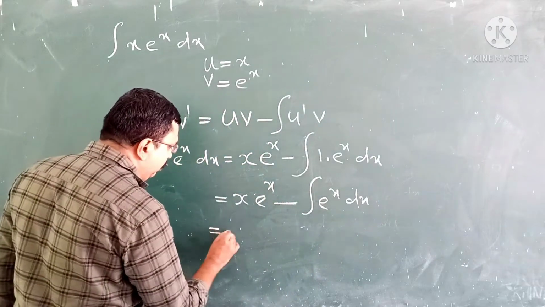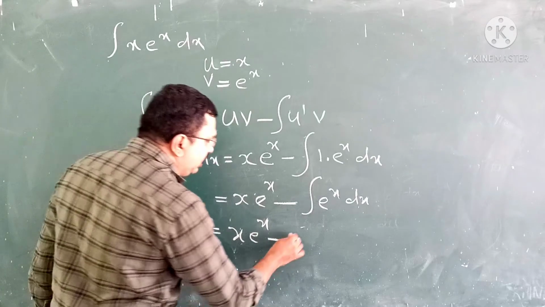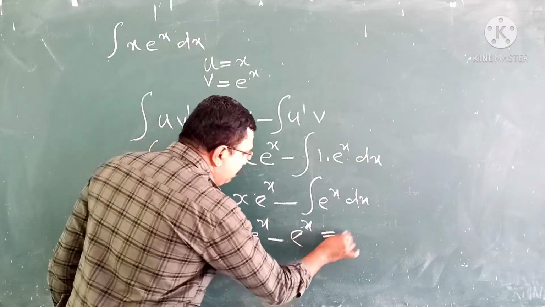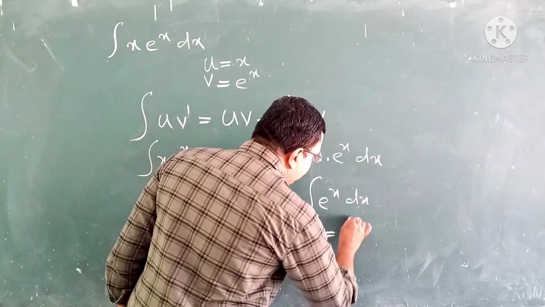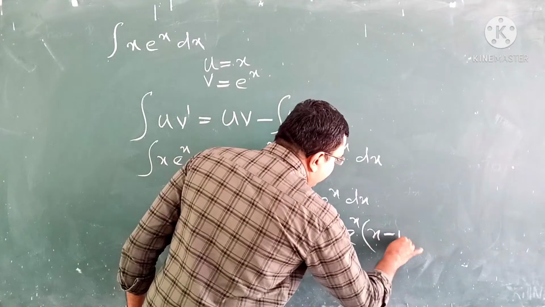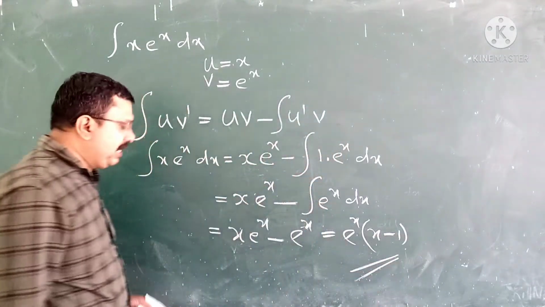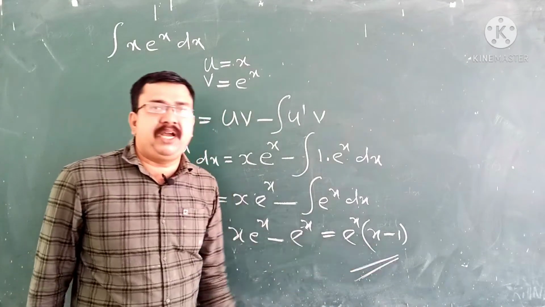That is equal to x into e raised to x minus integral of e raised to x, which is e raised to x. This can be written as e raised to x can be taken outside, e raised to x into the remaining, which is x minus 1. This is our final answer. Okay, final answer is e raised to x into x minus 1.